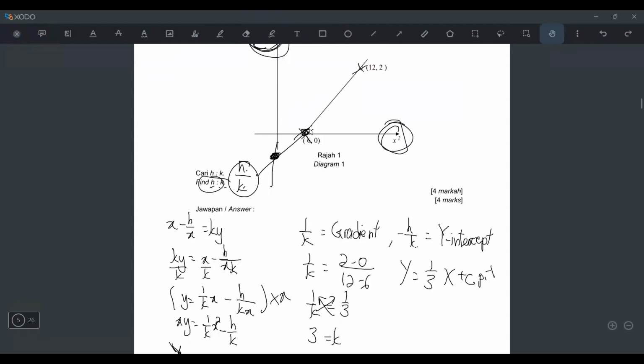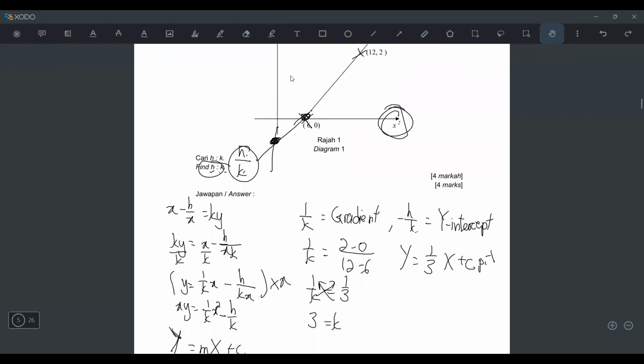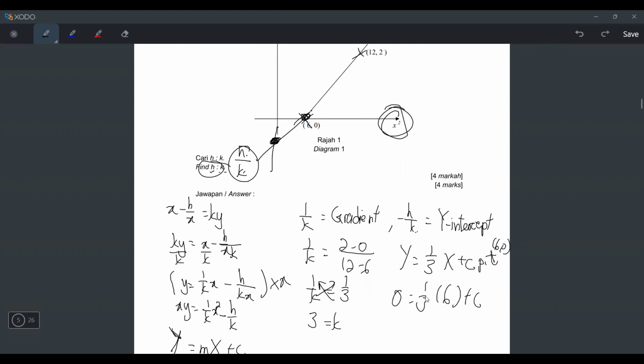Now, if I want to find c, what I can do is make the line pass through any one of these points lah. 6-0 pun boleh, 12-2 pun boleh. Okay, you ganti yang mana pun, the answer is the same. So let's ganti the 6-0 point. So passes through 6-0. So now I will ganti 0 into the big Y and 6 into the big X. Okay, let me explain why I use big Y and big X.